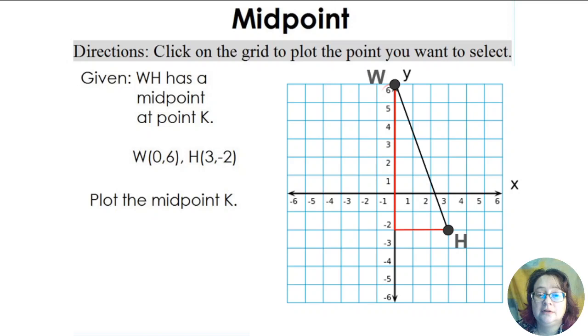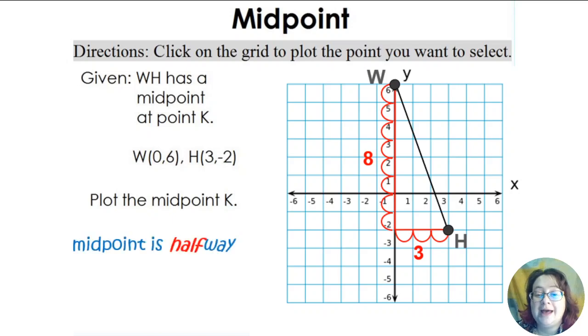I count 1, 2, 3, 4, 5, 6, 7, 8. So I go down 8 and I go right 1, 2, 3. Midpoint is halfway, so I'm going to cut those numbers in half. Half of 8 is 4, so I'm going to go down 1, 2, 3, 4. Half of 3 is 1.5, so I'm going to go over 1 and a half. And that's where I'm going to put my midpoint, K.